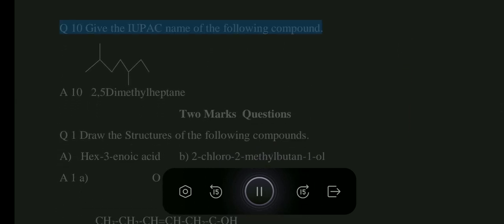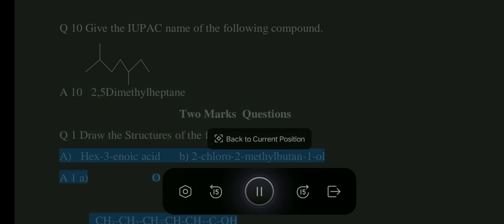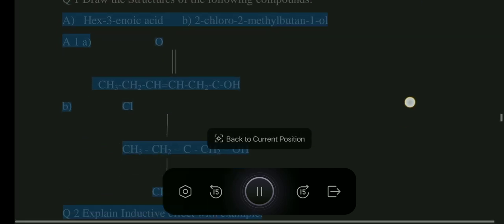Q10. Give the IUPAC name of the following compound. A10. 2,5-dimethylheptane. 2 marks questions. Q1. Draw the structures of the following compounds. A. Hex-3-enoic acid. B. 2-chloro-2-methylbutan-1-ol.